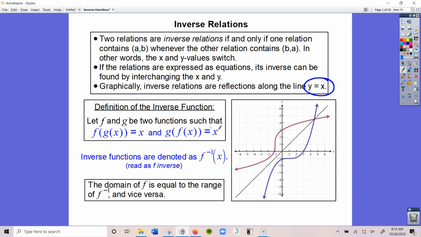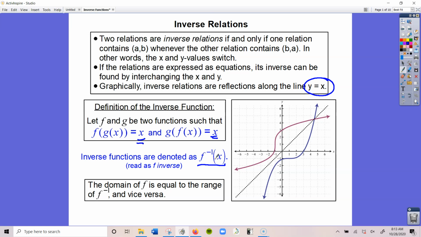Now the actual definition of an inverse function is when you have two functions f and g, and if you find their compositions, either f of g or g of f, both of those compositions should equal x. Additionally, inverse functions are noted with f and a -1 as an exponent. This represents the inverse of the function f.